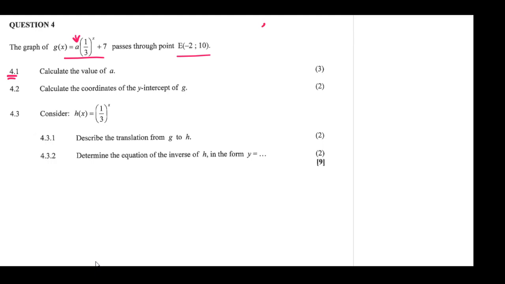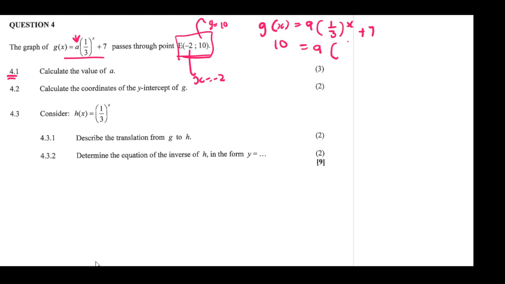To find that a, we already have g of x is equal to a into 1 over 3 to the power of x plus 7. And we are given a point that passes through it, which is this e, where the x value is minus 2 and the y value is 10. So when we see y, we put 10 is equal to our a value into 1 over 3 to the power of, where there's x, we put minus 2, so it's plus 7.